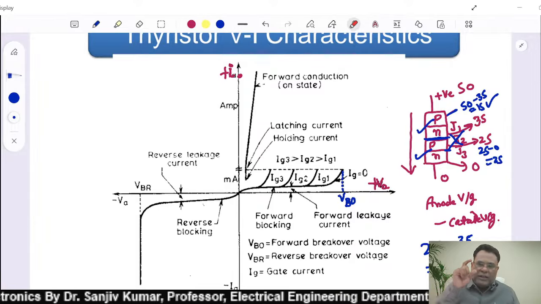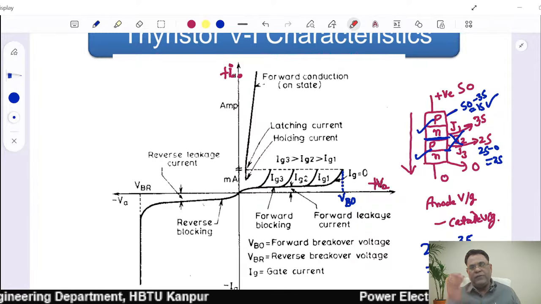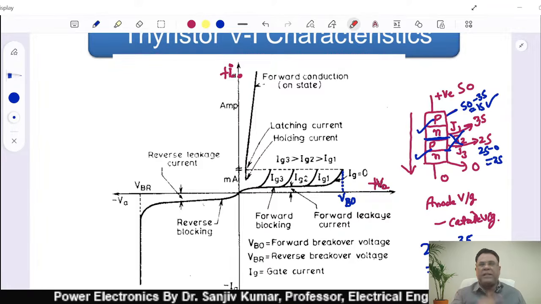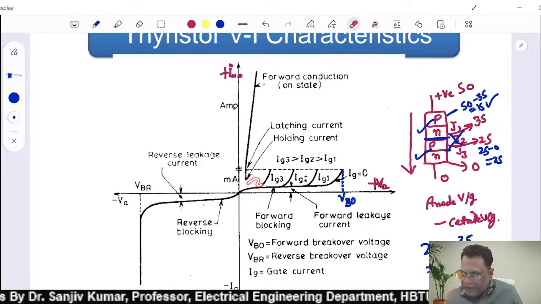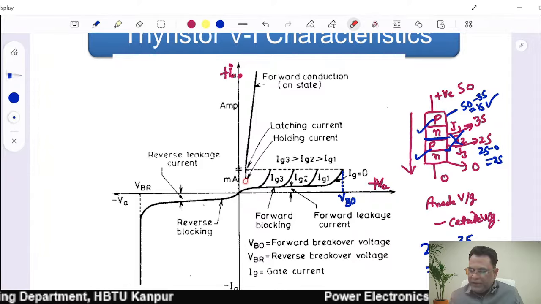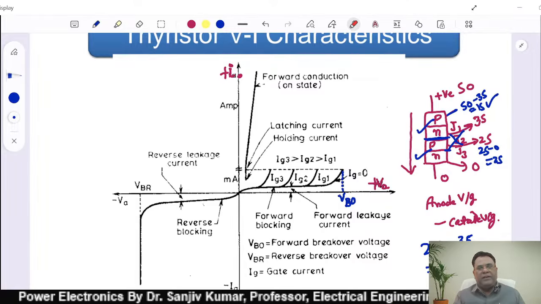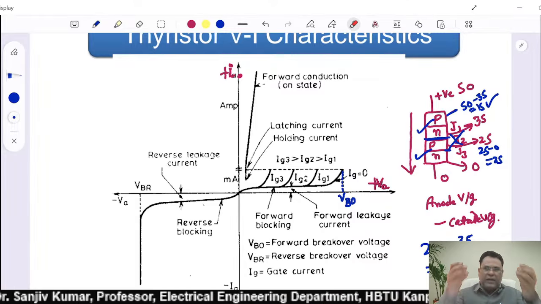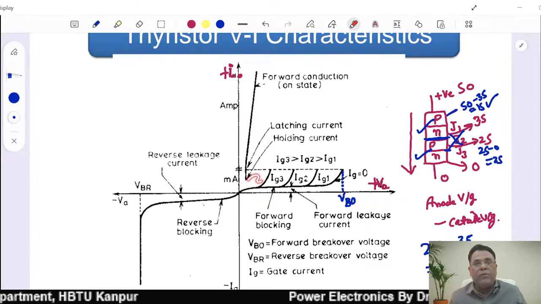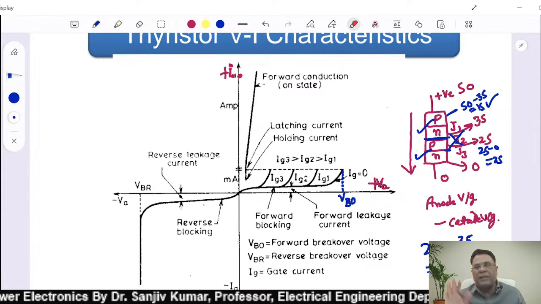If you decrease the anode to cathode voltage, the anode current decreases because it is equal to VDC by R. Now the anode to cathode current decreases, and a moment comes when this current reaches this value. That means the holding current. If you decrease the current further, your thyristor gets turned off. So it is the value of anode to cathode current below which your thyristor gets turned off, that is known as the holding current.